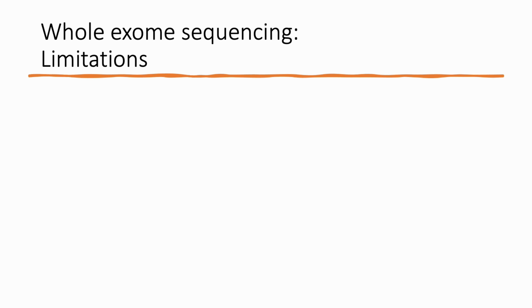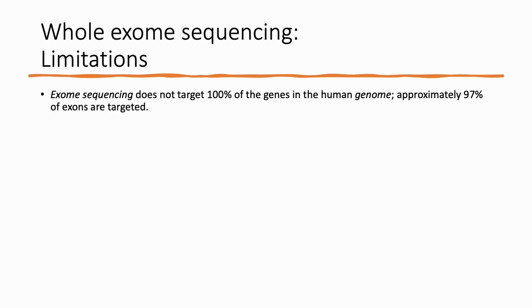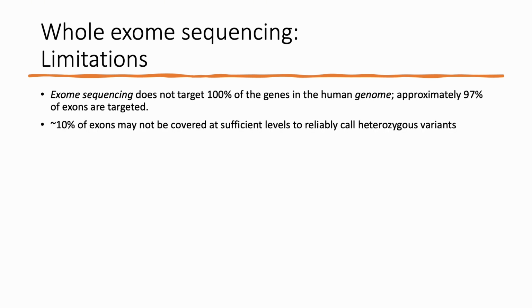While whole exome sequencing is a valuable tool, it's important to recognize its constraints. First, it does not target 100% of the genes in the human genome. In fact, it covers approximately 97% of the exons. This means that some important regions may be overlooked. Additionally, about 10% of exons may not be covered at sufficient levels, which can affect our ability to reliably identify heterozygous variants.